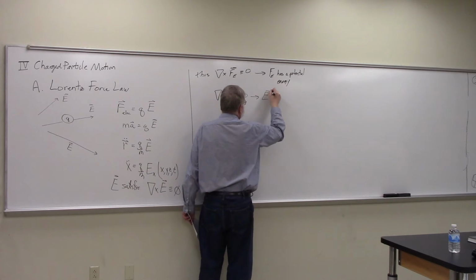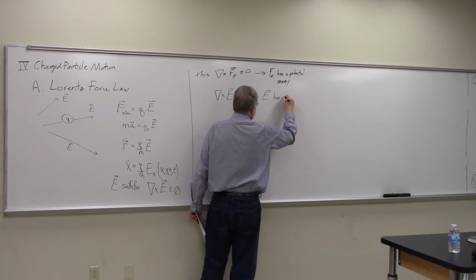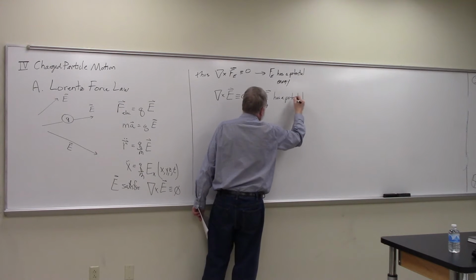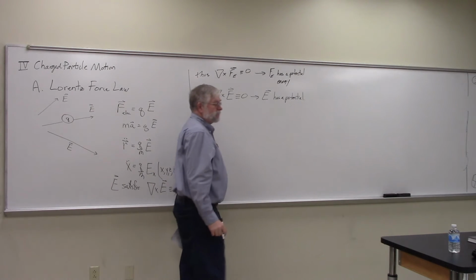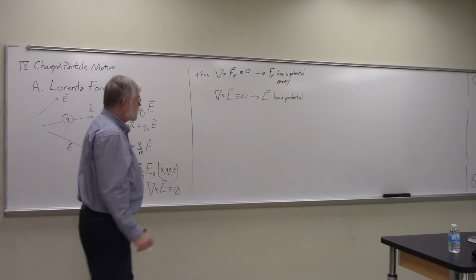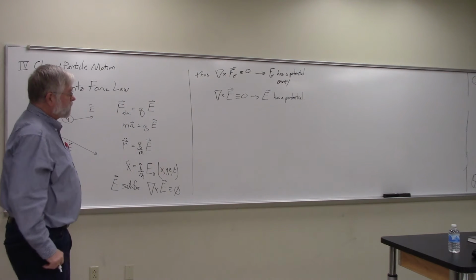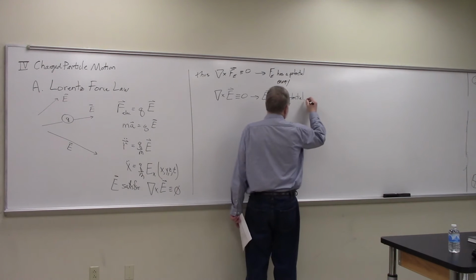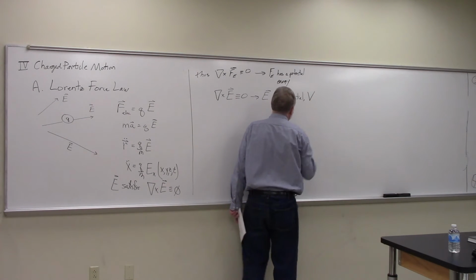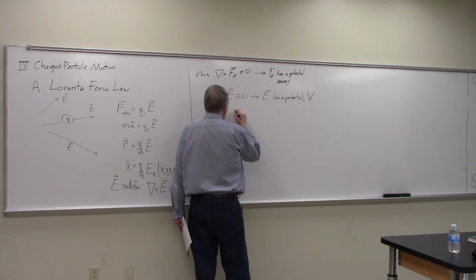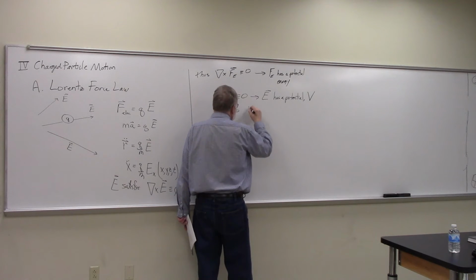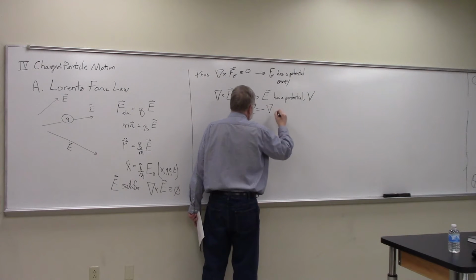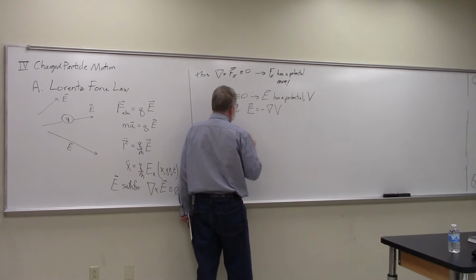And we say that E has a potential, and that's the end of the word. It's not potential energy. E does not have a potential energy. E has a potential that's written as a capital V. So E is minus gradient of capital V.